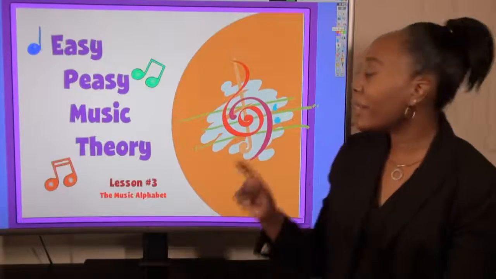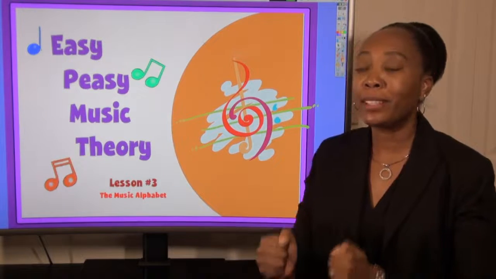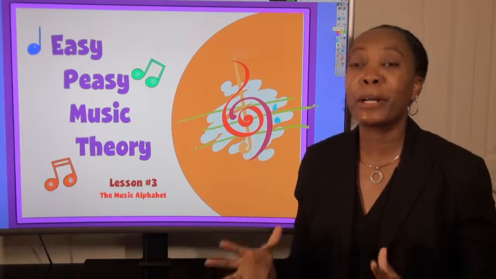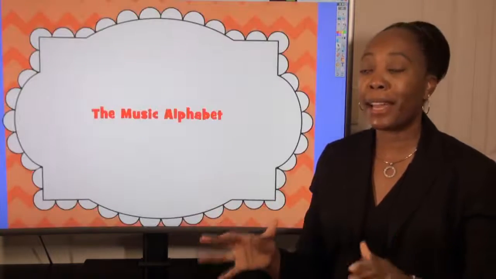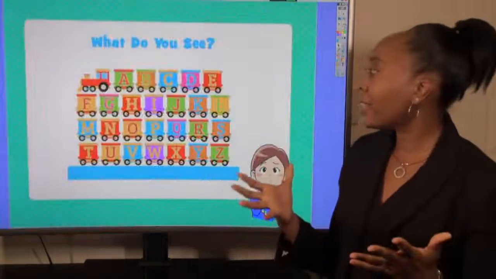All right, so we are at lesson number 3. You are slowly moving along. Wonderful job. So today we're going to talk about the music alphabet. Yes, the music alphabet. So let's take a look at this.